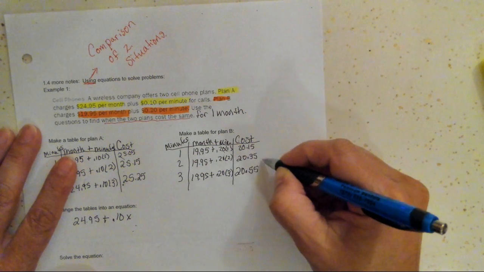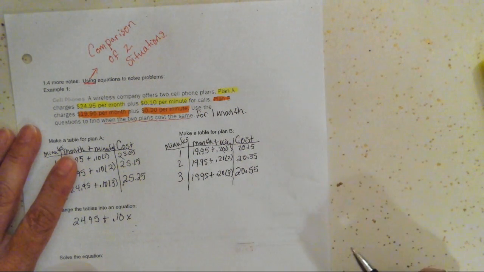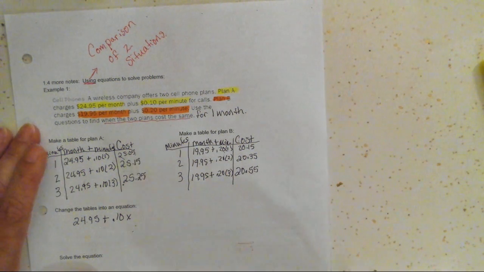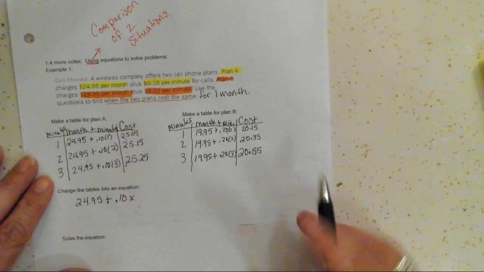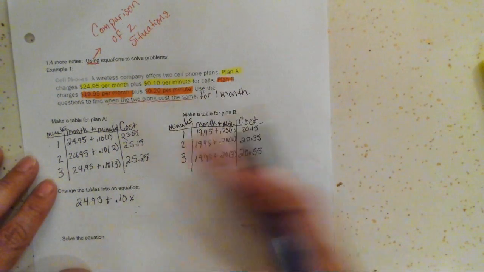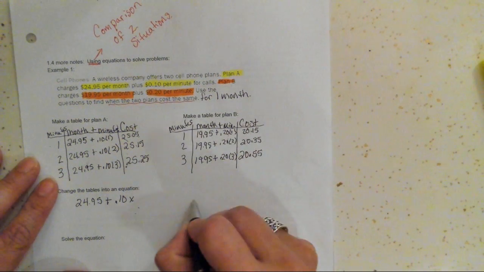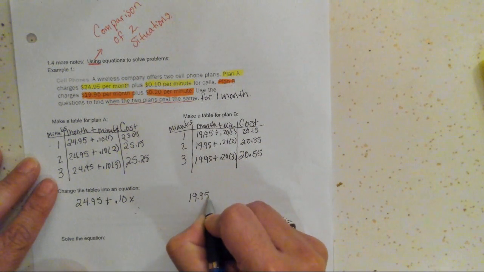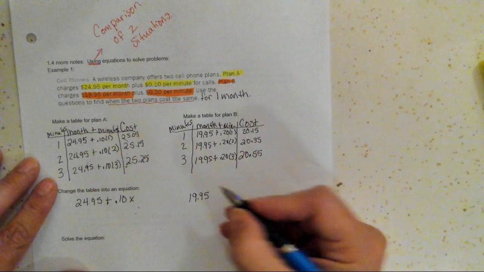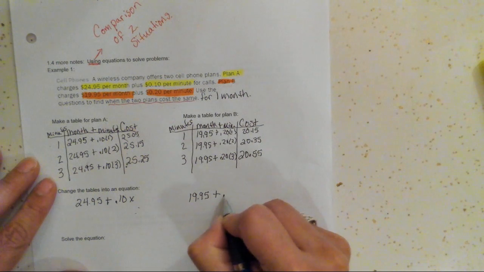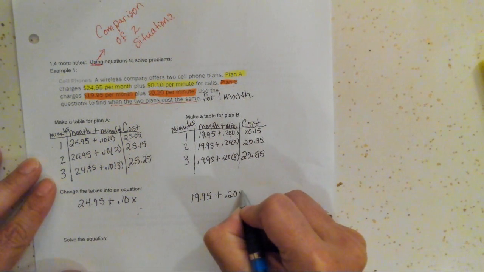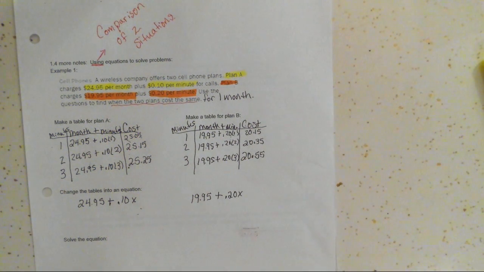Notice this is increasing by 20 cents each time, and this is increasing by 10 cents each time. So if I wanted to change this into an expression with a variable in it, then I would take the constant that stays the same. I only pay that one time. And then the 20 cents, I'm trying to determine how many times I have to pay that.